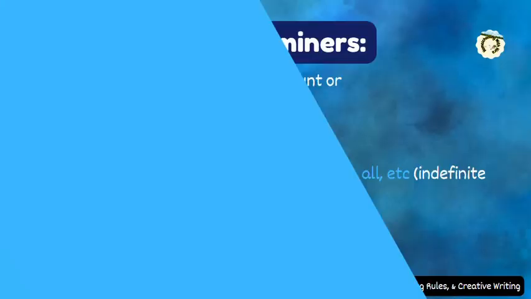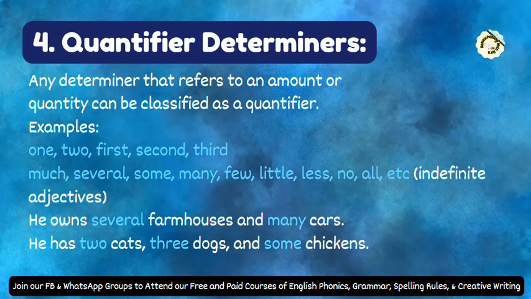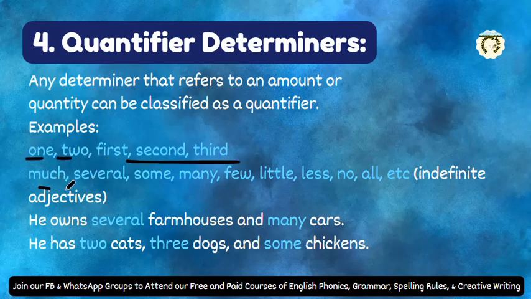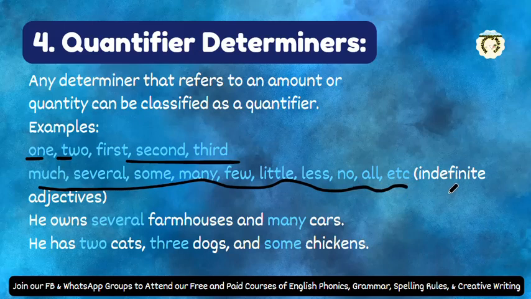Got it? Let's check out quantifier determiners. Any determiner that refers to an amount or quantity can be classified as a quantifier. For example, 1, 2, first, second, third, much, several, some, many, few, little, less, no, all, and many more. For example, he owns several farmhouses.